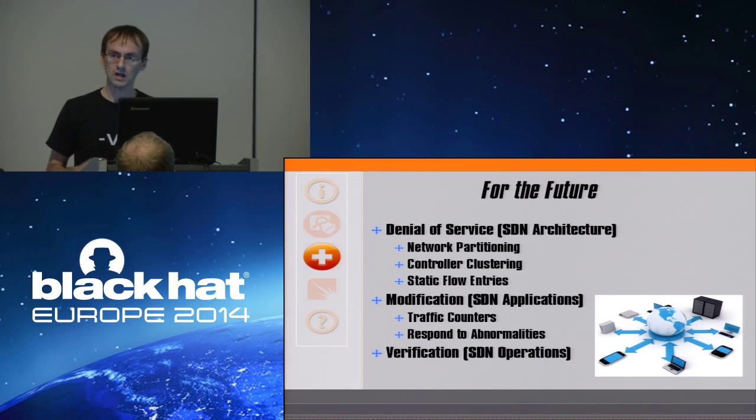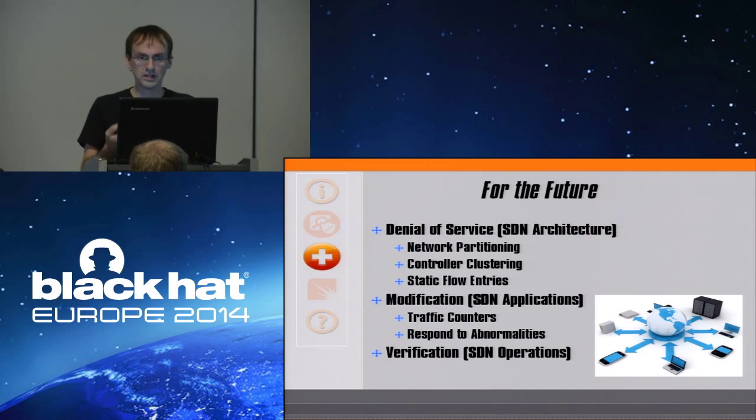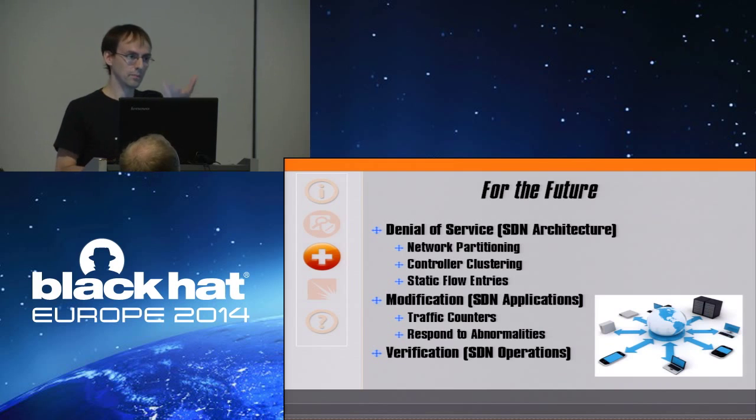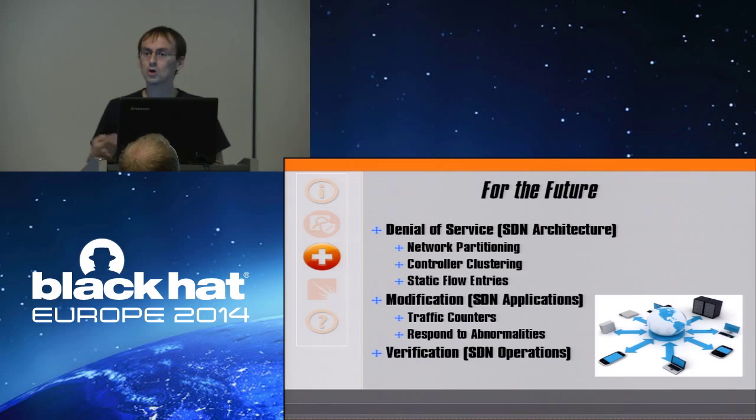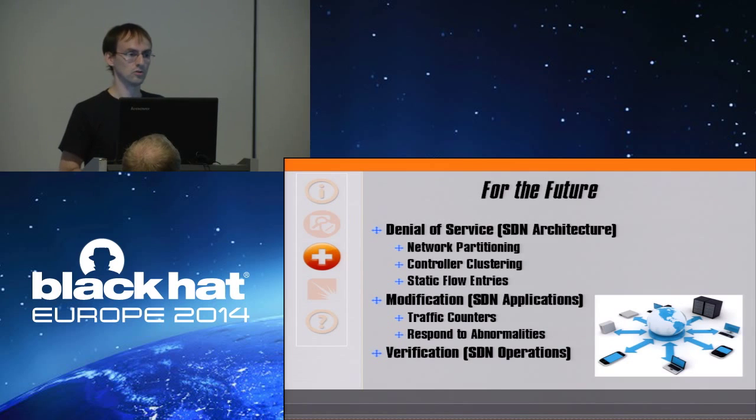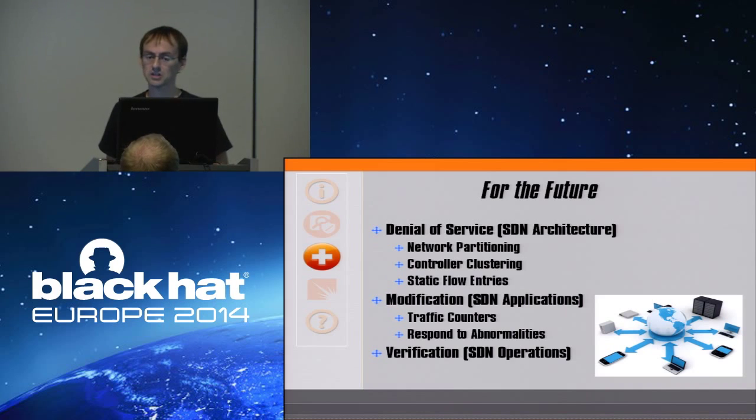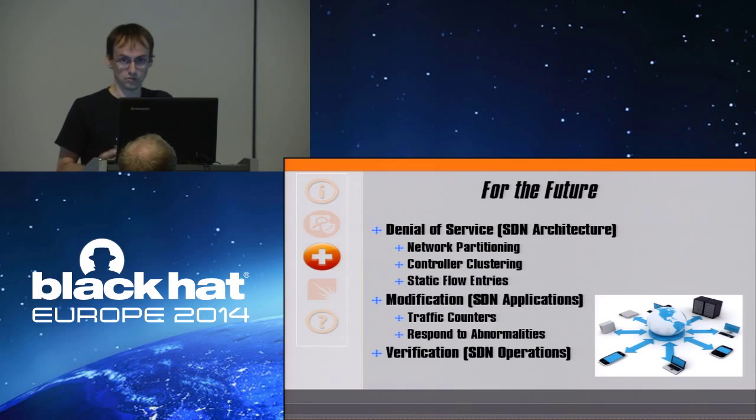Modification. All right, these controllers are, for the most part, ecosystems. You have applications that are sitting in that environment that are in charge of different parts of the network, different parts of flow space. Go ahead and put in a security-based application. There are traffic counters available. There's full visibility of that network. Have a secondary security application that can check the counters, detect based on policy, based on the configuration of the network and what it should be, and respond to abnormalities.